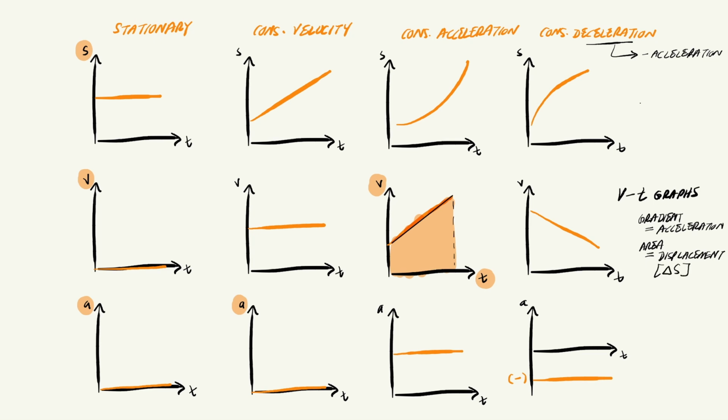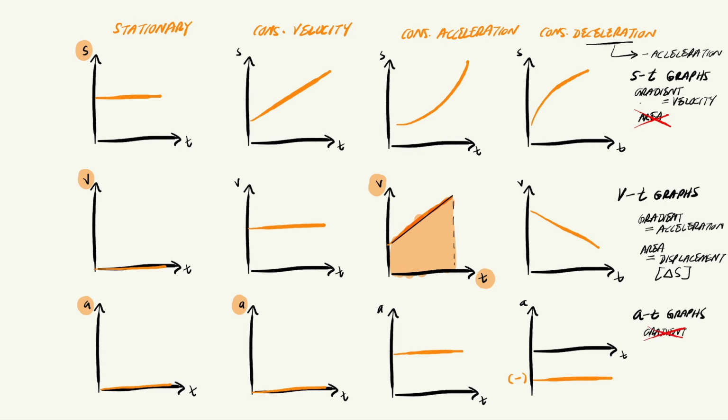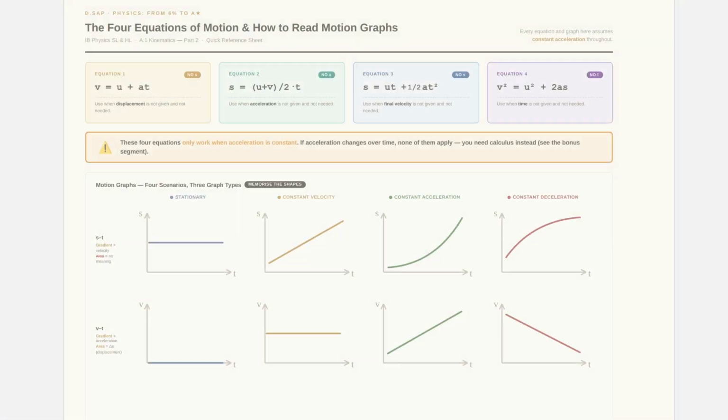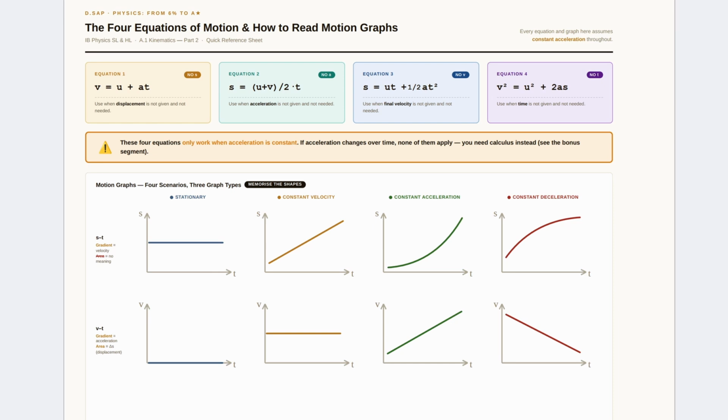Now let's generalize this properly because each of the three graph types carries different information in its gradient and in its area, and some of that information simply isn't meaningful at all. For a displacement time graph, the gradient gives you velocity. The area under the graph, however, doesn't correspond to any meaningful physical quantity. For an acceleration time graph, the gradient doesn't give you anything meaningful. But the area under the graph gives you the change in velocity, delta V. In other words, final velocity minus initial velocity. And that's the four equations of motion and how to read motion graphs.